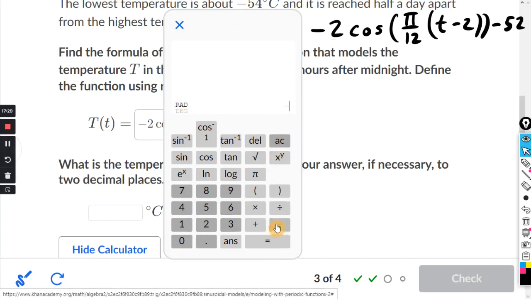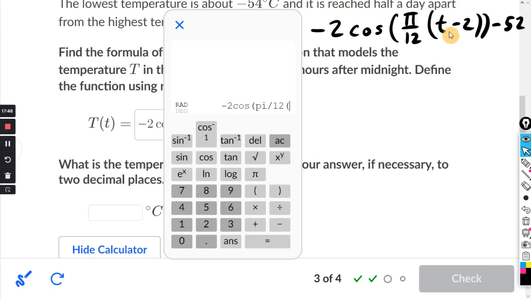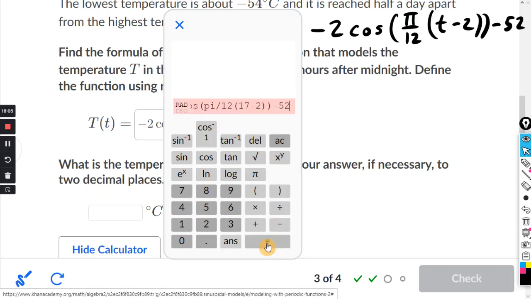Okay. -2 cosine. So I'm going to do -2 cosine, parentheses. Okay, it made parentheses already. Pi over 12. So pi divided by 12. Parentheses again. T minus 2, so it's going to be 17 minus 2. Or you can just put 15. Okay, close parentheses twice. And then minus 52 at the end. All right. Hit equals. And, okay, this calculator can't do that.